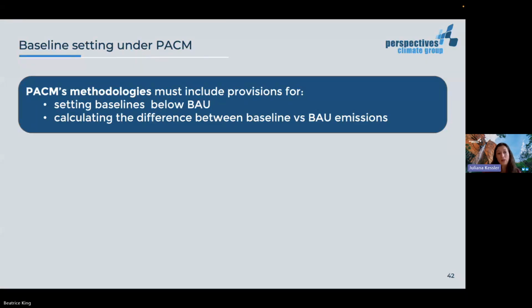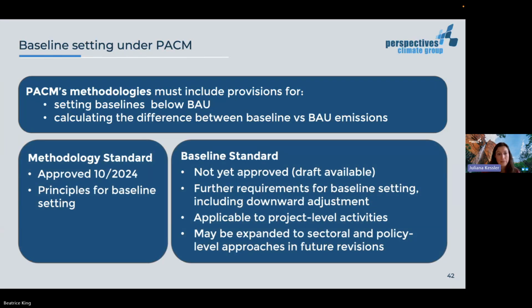All methodologies of the Paris Agreement mechanism must set baselines below business as usual and calculate the difference between the baseline and business as usual emissions. And also here is a methodology standard that has been approved last October, the standard on methodologies that provides some high-level principles. Compared to the additionality standard, the baseline standard has not yet been approved by the supervisory body. This is still a draft version, which is why I'm going to touch upon it, but I'm not going to go a lot into detail because it could still fundamentally change.